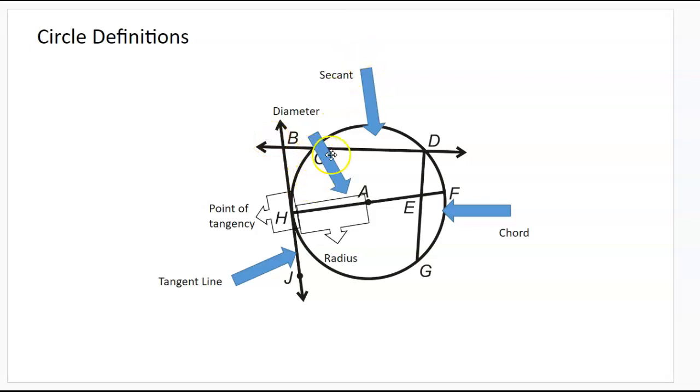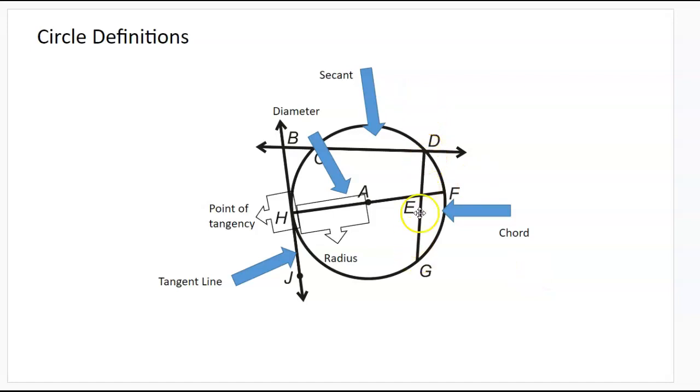So remember that when a straight line goes through a circle and touches at 2 points on the circumference, it is called a secant. The diameter of the circle is a line segment that runs from end to end, and it's a straight line.